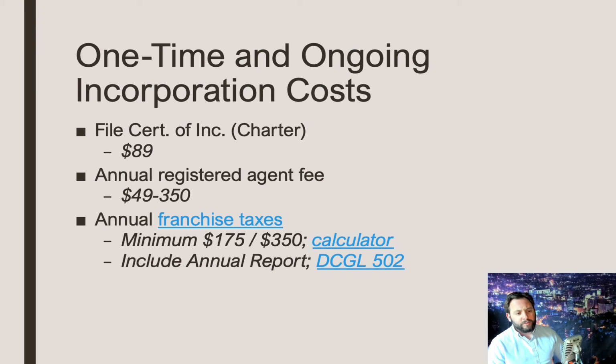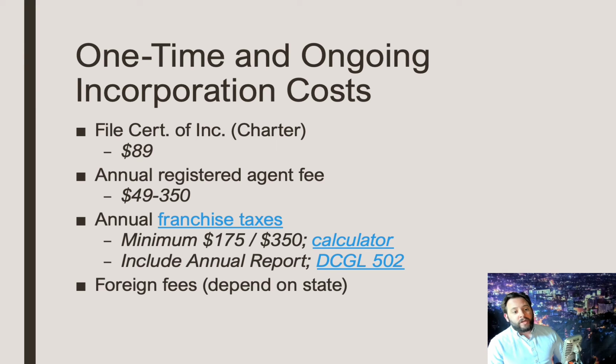You'll also have to include an annual report, which we'll talk about in a moment, but you have to disclose a few additional details to that. And then you're going to have to pay those foreign fees, like if you have an ongoing obligation to Pennsylvania, in the example that I gave. So it's not cheap to have a corporation year over year.